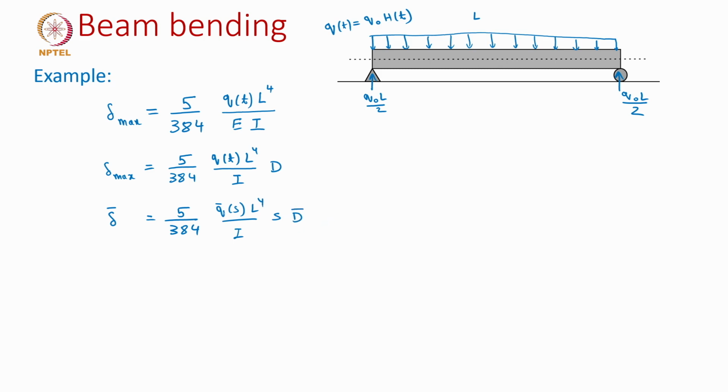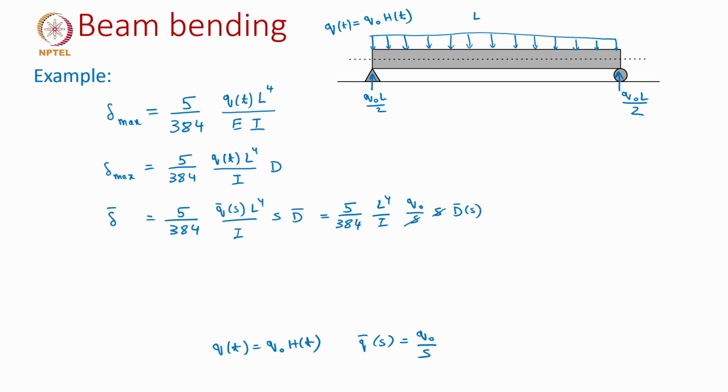We also need to replace what is Q of s. Since we know that Q of t is Q naught times H of t, the Laplace transform of this is Q naught by s, because the Laplace transform of the step function is simply 1 by s. So, once you substitute that, this should simplify as 5 by 384 L to the power 4 by I, Q of s I will replace by Q naught by s times s D of s.